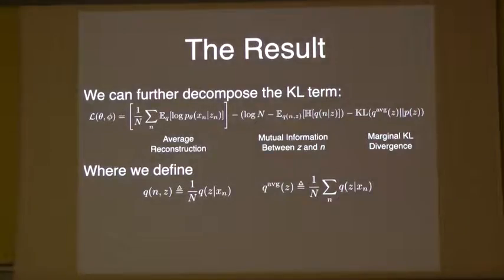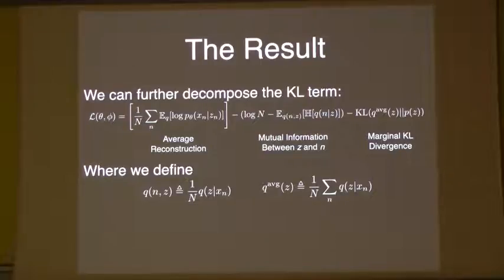So here's the big result. We can further decompose that KL term into two pieces: a mutual information between the Z vector and the index of the observation that it's attached to. So that's in some sense how informative, if I show you this latent variable, how good a job can you do of telling me which observation it's attached to. And then there's this second term, which is the marginal KL divergence between the average approximation to the posterior, averaging over all the observations, and the prior.